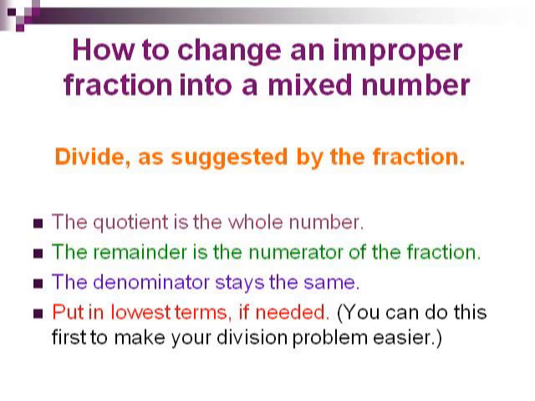So how do we do it backwards? How do we take an improper fraction and make it into a mixed number? We divide. The quotient will be the whole number. The remainder will be the numerator, and the denominator will stay the same. You will always need to put your fractions in lowest terms. And you can do that first or you can do it after. It doesn't make a difference as to when you do it.